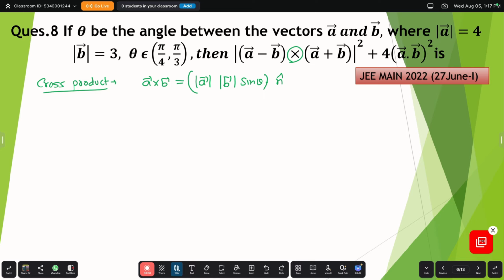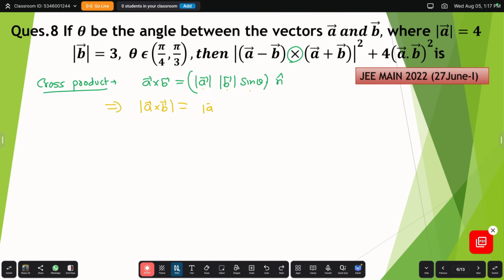Because A cross B is a vector, and these are scalars. So what is the direction? Direction is n cap. What is n cap? N cap is a vector which is perpendicular to both A vector and B vector. So if I ask you, what is mod A cross B?